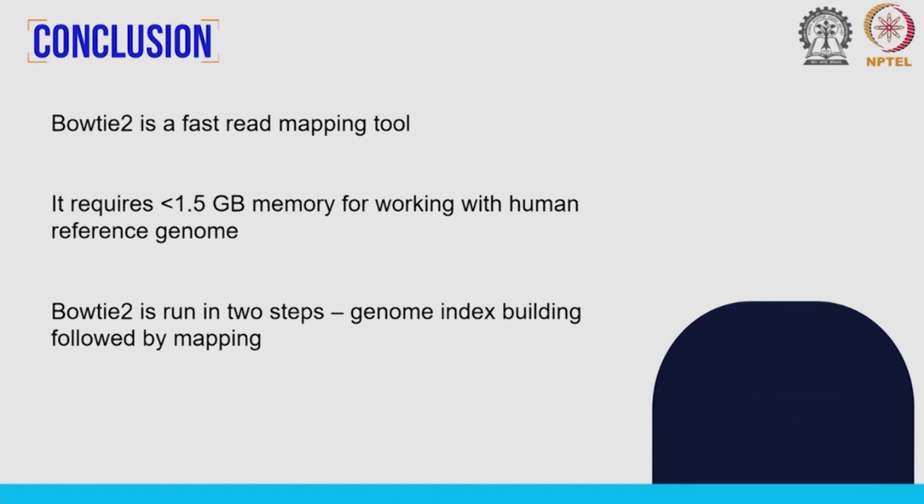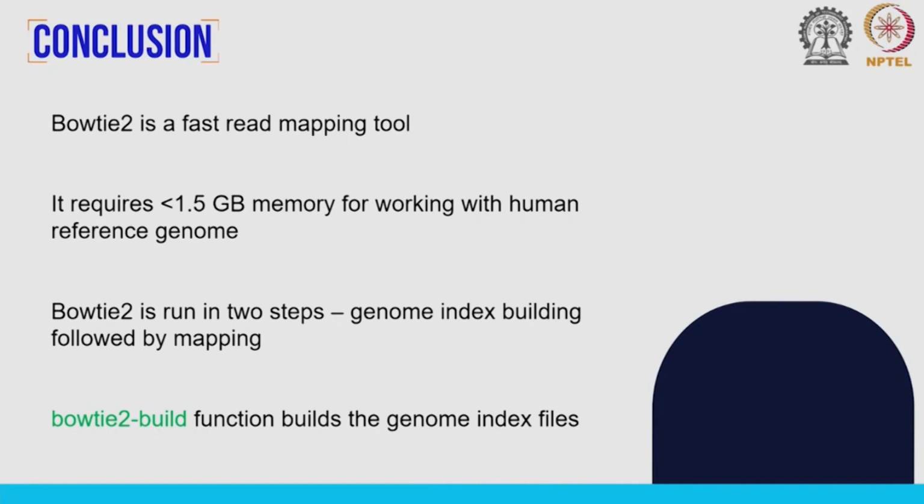In this class we have done the hands-on, where we looked at the genome index building part. We have not looked into the mapping part, which we will do in the next class. What I have shown is Bowtie2 build, the function that builds these index files, and you can store these index files once you have created them, and utilize them for mapping reads of that organism in future. That is it.